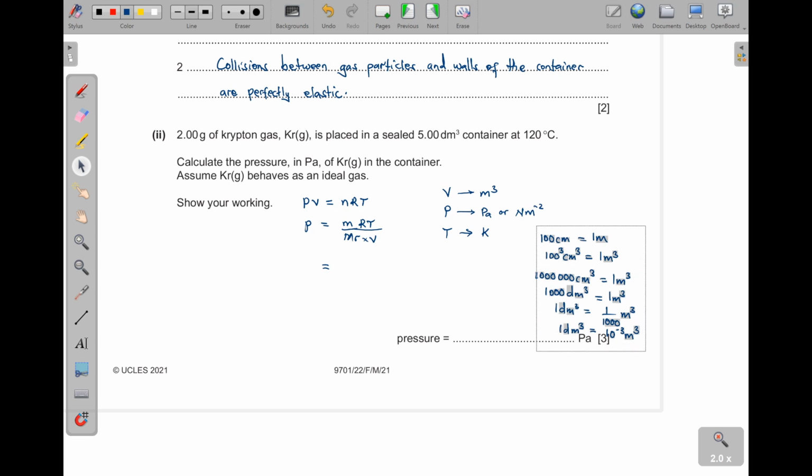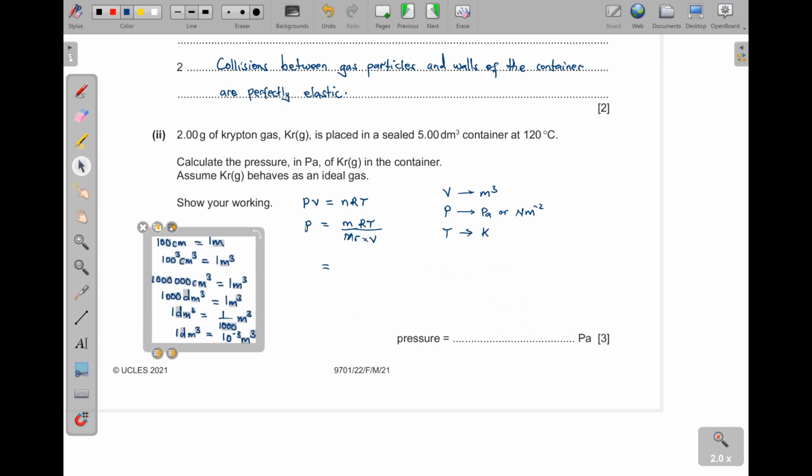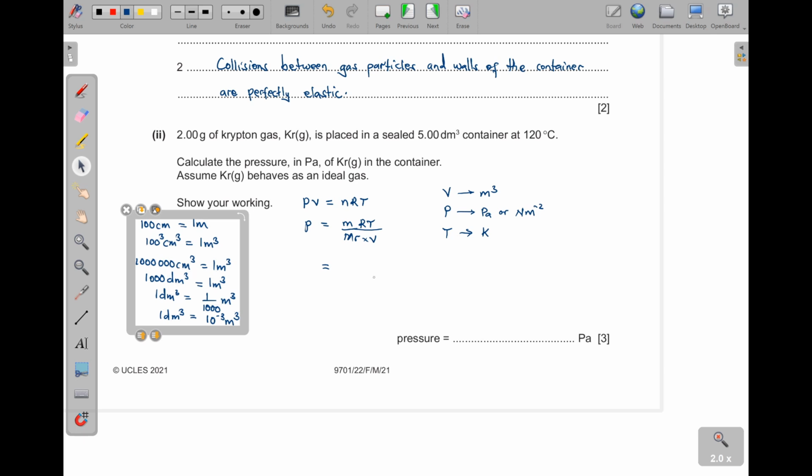If we had our volume in meters cubed and were changing to centimeters cubed, then we would have multiplied, because this one you divide through. So we would have multiplied by 10 to power negative 6. So what is the mass?